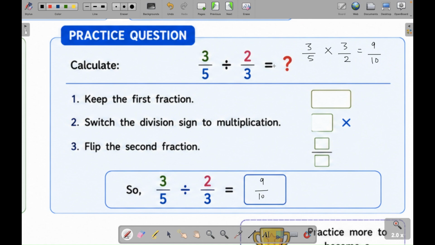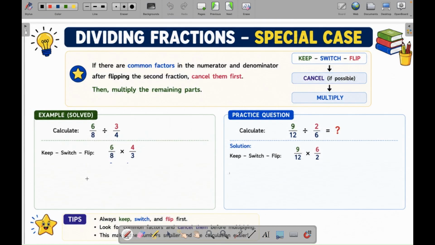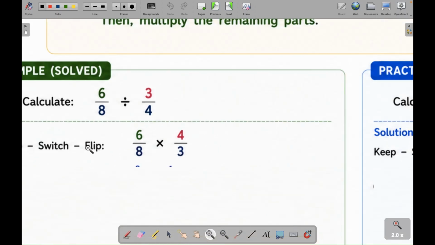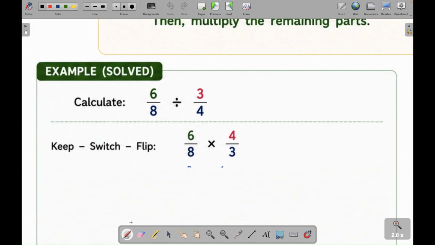Right. Just like multiplication, we have some special cases in division. What are those special cases? Let us see. Now I have 6 by 8 divided by 3 by 4. Again, we'll apply the keep, switch and flip rule. So 6 by 8, divide changes to multiply, 3 by 4 changes to 4 by 3. Now if I go by the conventional method, 6 4s are 24 and 8 3s are 24. Now they have 24 in common, so I'll divide both of them by 24, so I'll get 1 by 1, which is 1.